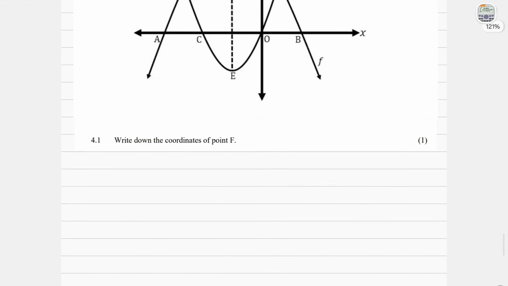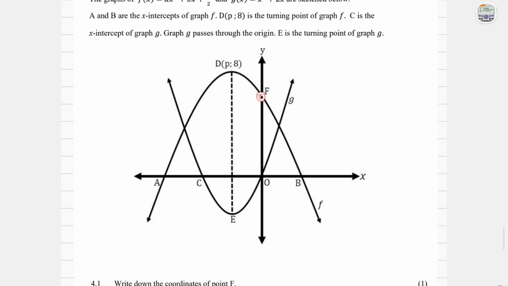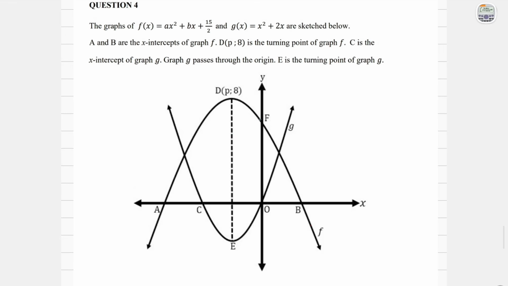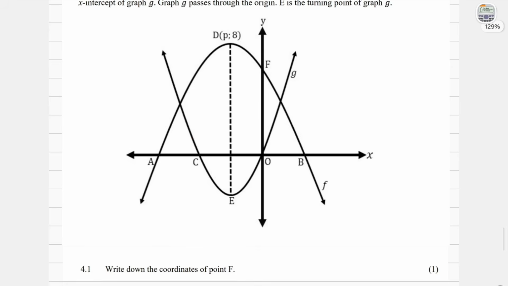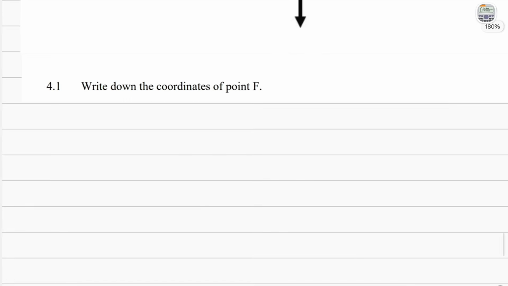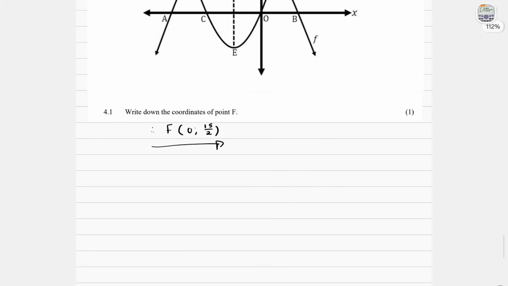And the first question, 4.1, says, write down the coordinates of F. So what is F? Where is F? F is on the y-axis. So it's the y-intercept of this graph, and we can see that is the graph of f. So it's the y-intercept, and the graph of f has been given in its standard form. So the y-intercept is that constant value without any variable, without an x. So that is 15 over 2, and we can tell them that F is that y-intercept, 0 and 15 over 2. Moving on to the next question.